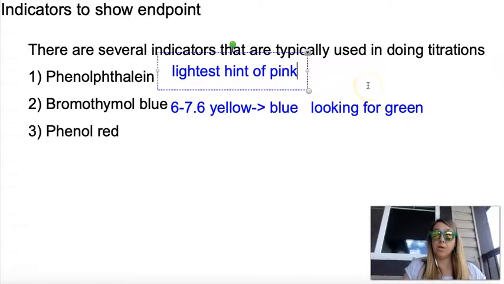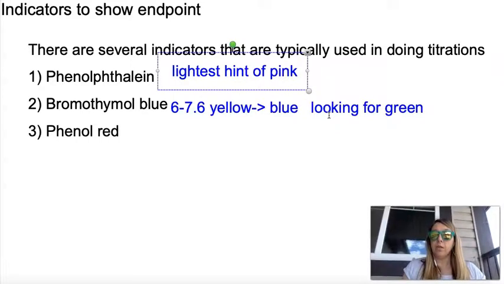So I was talking about endpoint before I switched over to this slide. Endpoint is when the indicator changes to that color. So if I was doing a titration with bromothymol blue, my solution would start yellow, and I would add base until I saw that it wasn't yellow anymore and it was green. And when I see green, because that color corresponds to the pH I'm looking for, that is when I would end my titration. That's why it's called an end point, because the indicator color change is telling you to end or stop your titration.